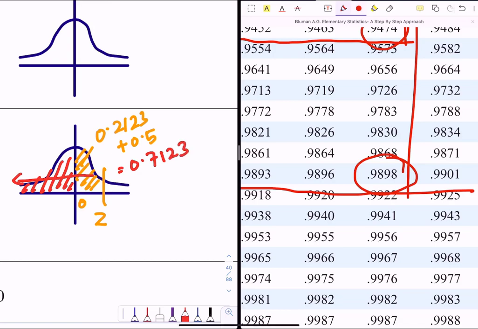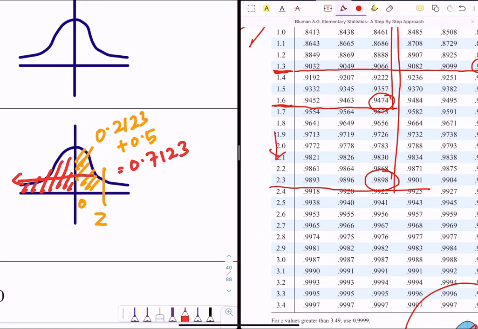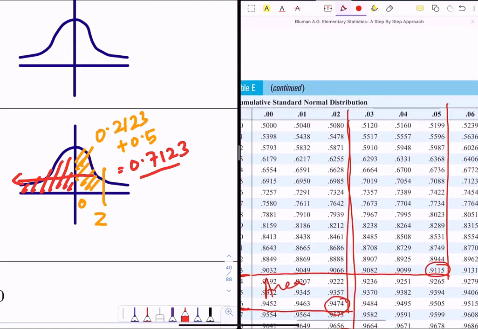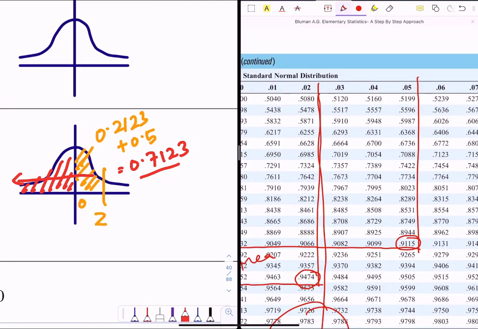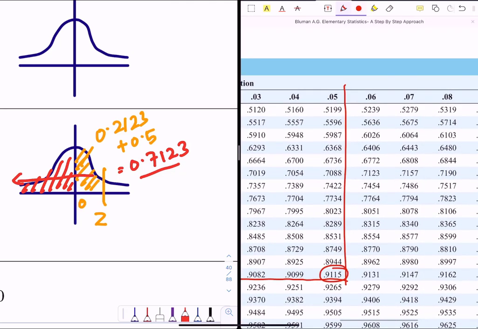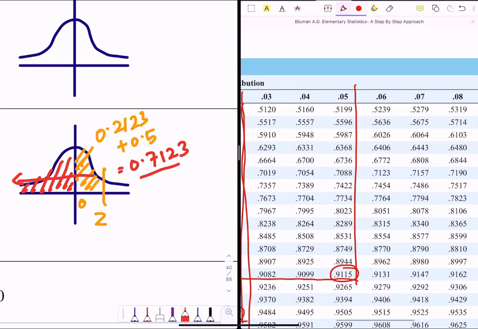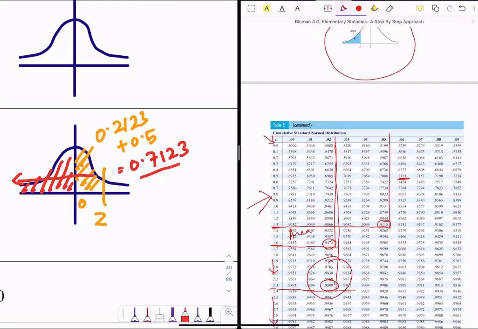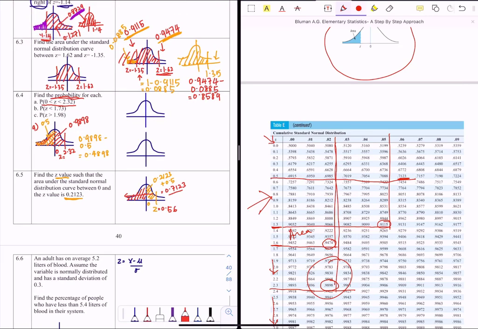Just a normal addition. So now do we look at the edge or inside the table? We look inside, because it involves the area. Inside is the area, and the edge is the Z score. So 0.7123. Try to find the nearest one. We have 0.7123 here. What is the value of that? 0.56. Then the value of Z is 0.56. That is for question 6.5.